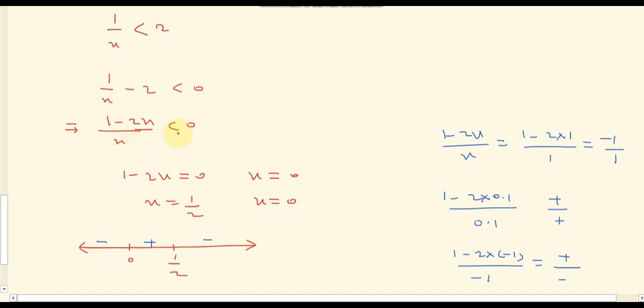But the demand of the question is that this expression should be less than 0. That means this expression must be negative. So for negative, we must take x either greater than 1 by 2 or less than 0, right?